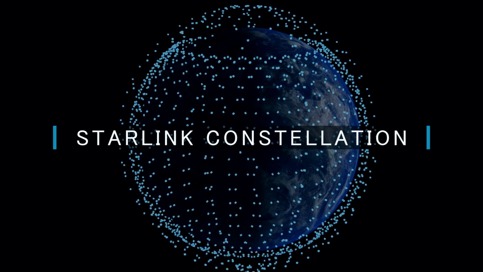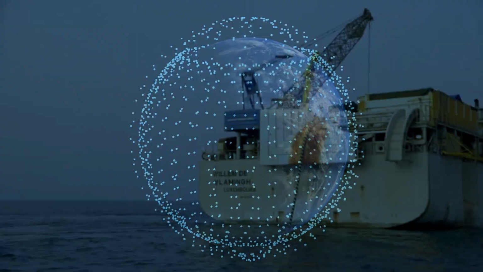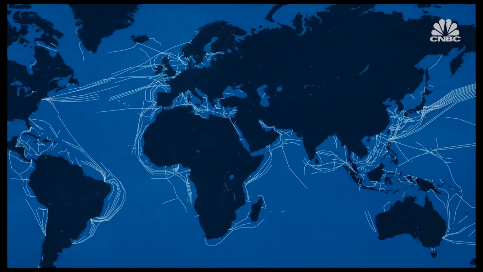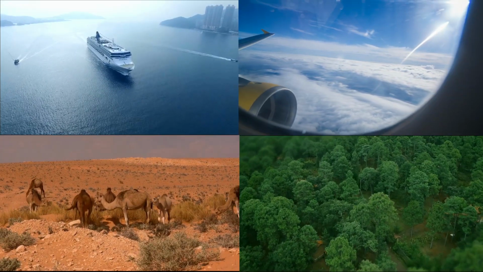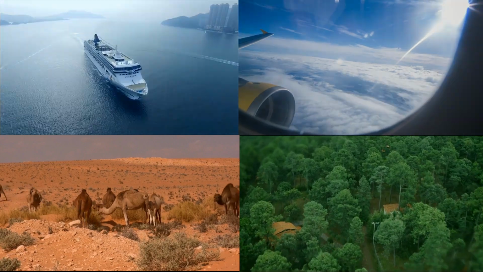Starlink Constellation. It's an infrastructure for a space-based internet system. In today's world, fiber optic cables are laid under the ocean to transmit data. But there are still some places which have limited or no internet access.